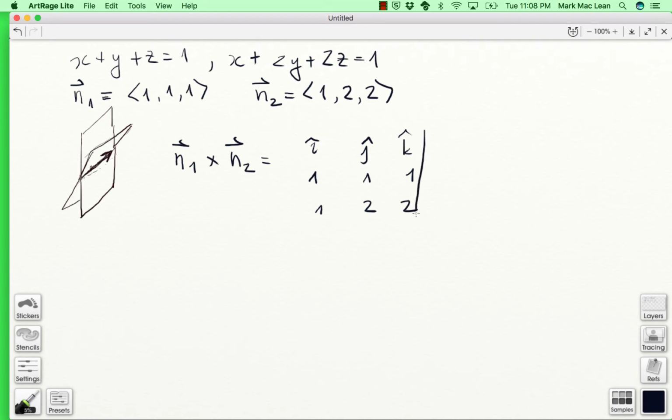And let me draw that just a bit better. Kind of getting the hang of it here eventually.